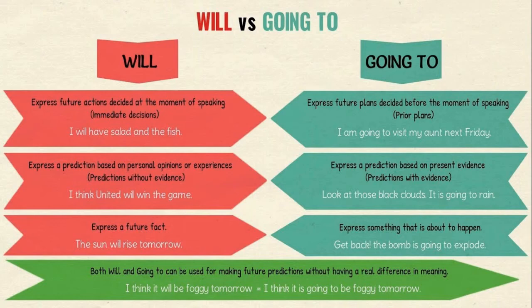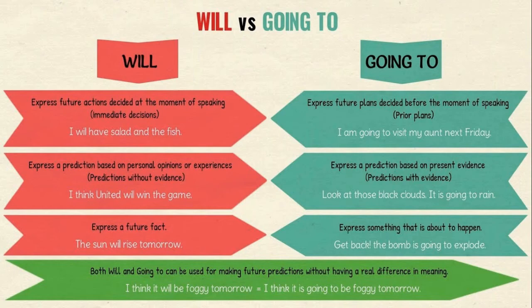We use will to express a prediction based on a personal opinion or experience. That is, predictions without evidence. For example, I think United will win the game. Here, we don't have any evidence, but still we make a prediction. That is, United will win the game. So here we are using will.